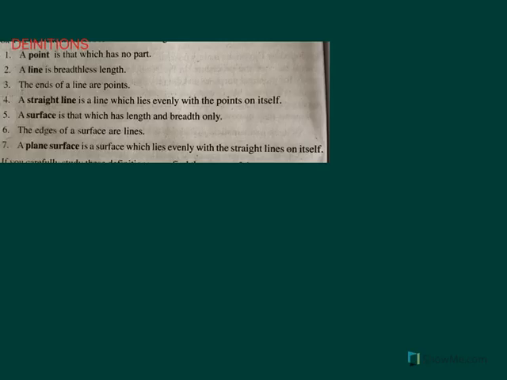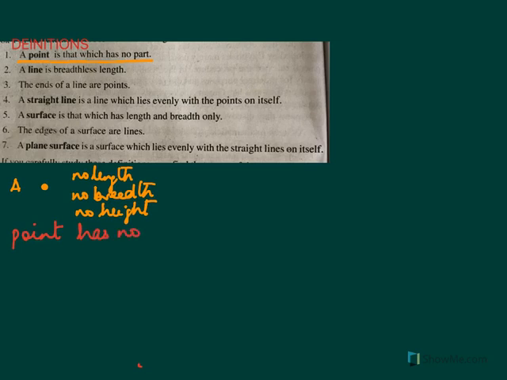Let's go through some of the definitions given by Euclid. So look at the first one. They said a point is that which has no part. So if we were to draw a point on our book, we just do this, right? We name it point A, but it has no length, no breadth, and no height. In other words, it has no dimensions. A point has no dimensions. So a point is that which has no part.